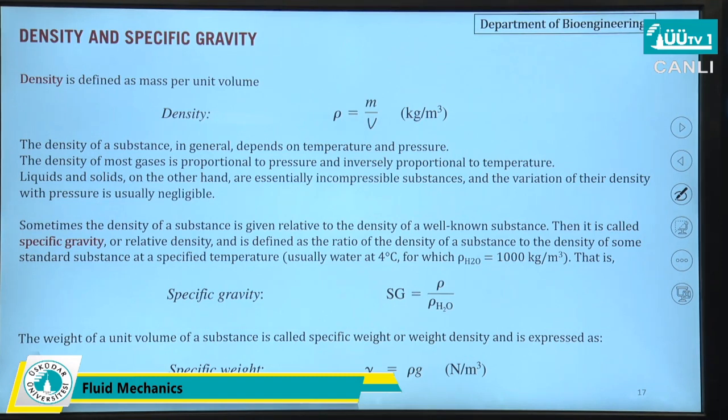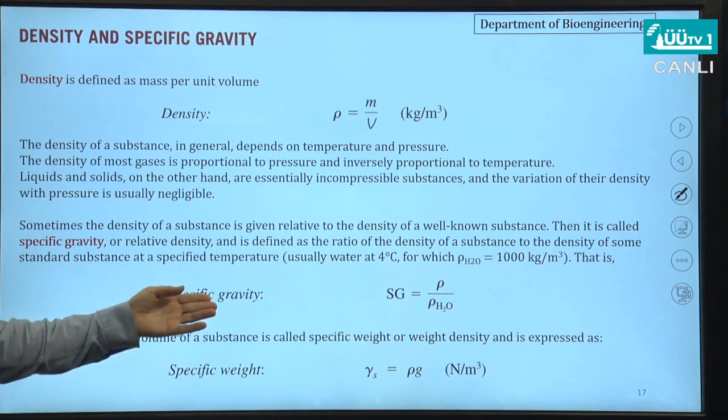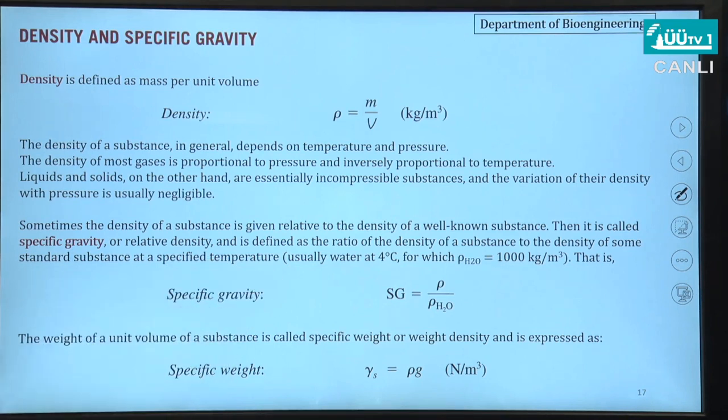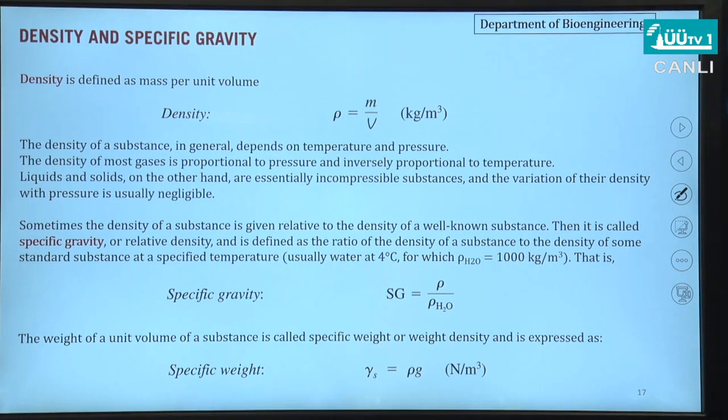That's why we call liquids an incompressible substance. Another property that we face in fluid mechanics is specific gravity. We can calculate it easily by dividing the density of that fluid by a standard fluid density. Usually it is water at 4 degrees centigrade, and its density is equal to 1,000 kilograms per cubic meter. And this is another property of fluid.